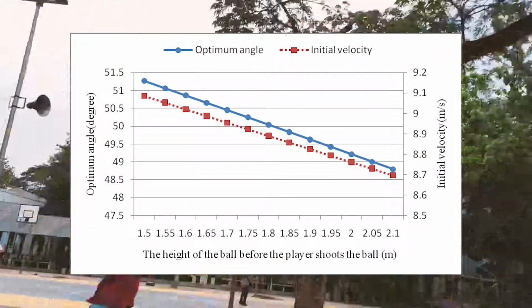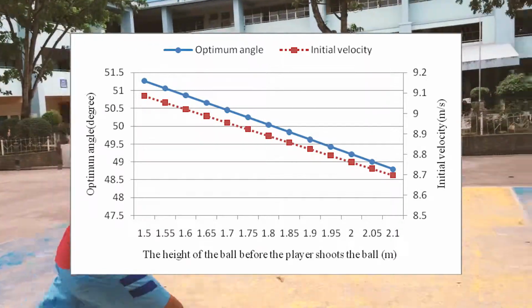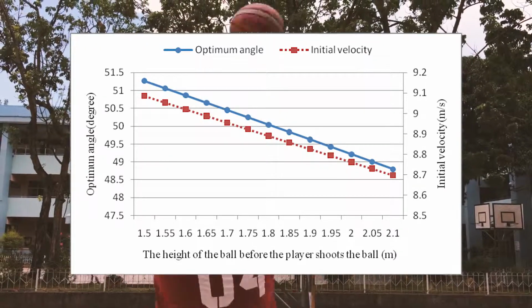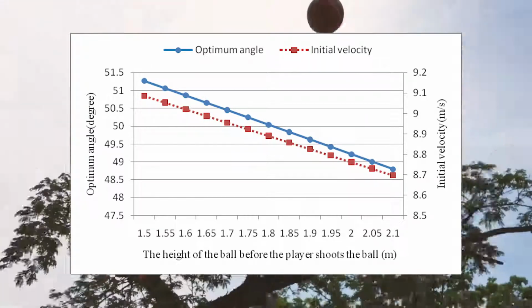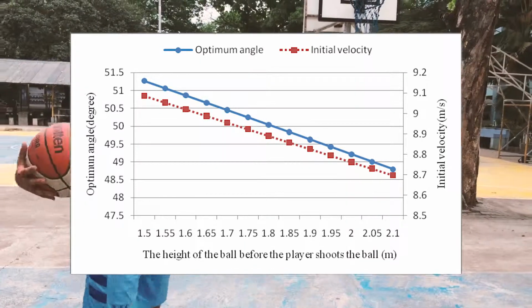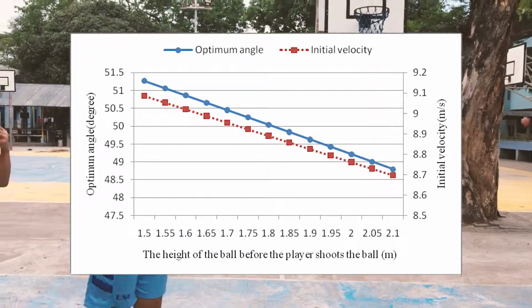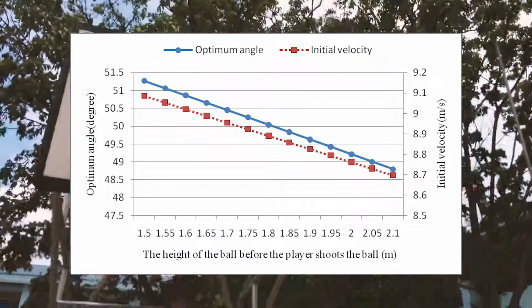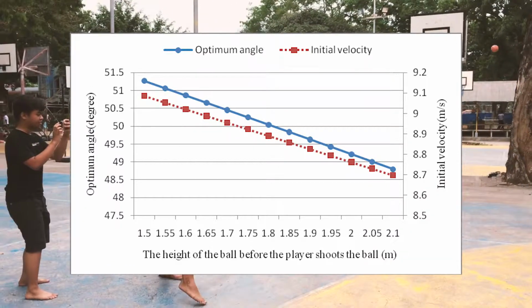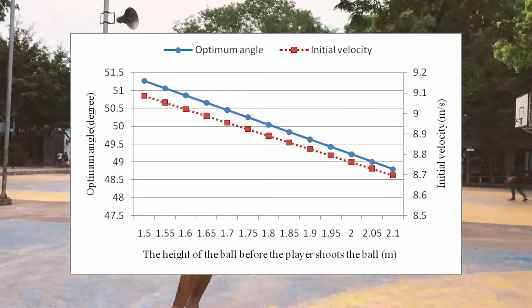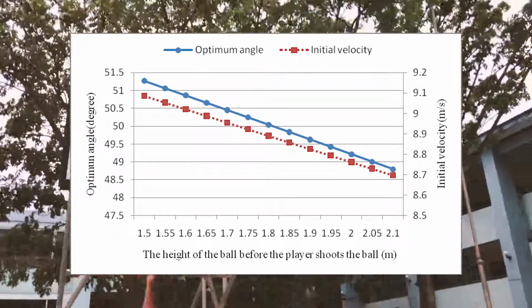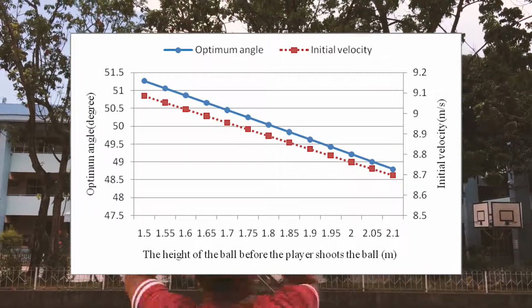The relationship between optimal angle, minimum initial velocity and the height of the ball before the player shoots the ball are shown in Figure 2. Here, we use h equals 3 meters and x equals 6.75 meters, that is the hoop distance above the floor and 3-point field goal distance respectively. We consider the optimal angle and the minimum initial velocity for heights of the ball of 1.5 to 2.1 meters before the player shoots the ball.